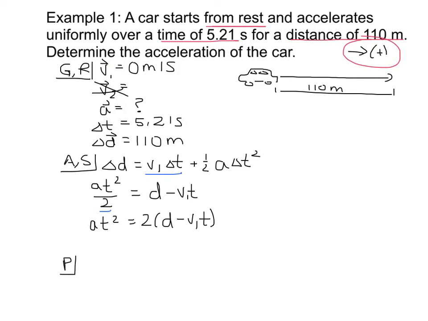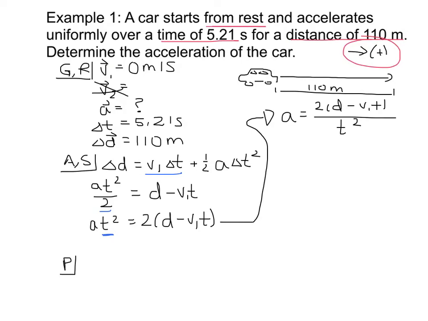And then I just have to get rid of my t squared. So for that I'm going to need to divide, because right now it's multiplied. And I'm going to run out of space, so I'm going to just pop myself up here. So I'm going to end up with a equals 2 times d minus v1t, all over t squared. So there's my equation rearranged for acceleration, which is what I want.